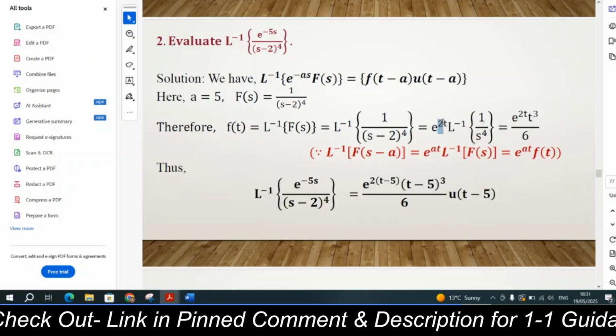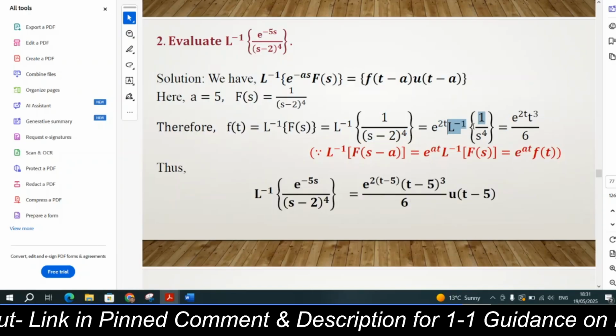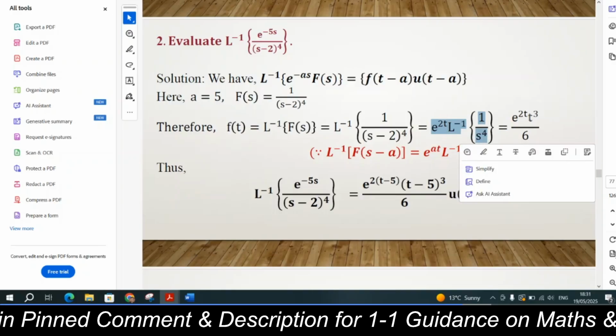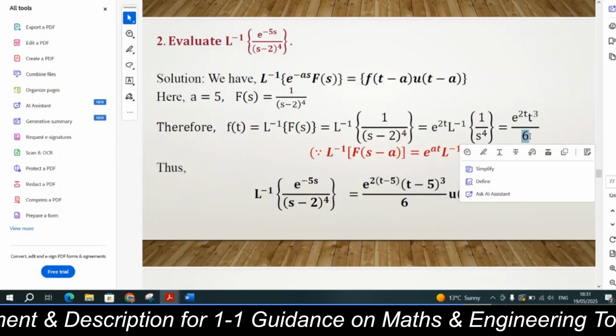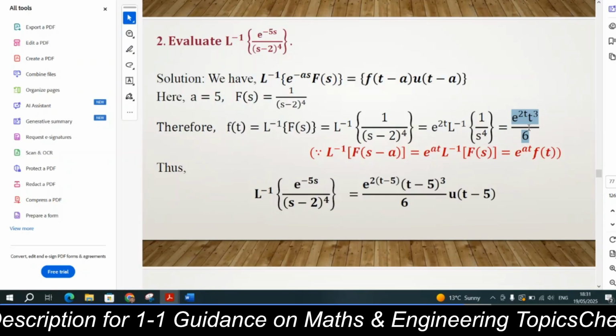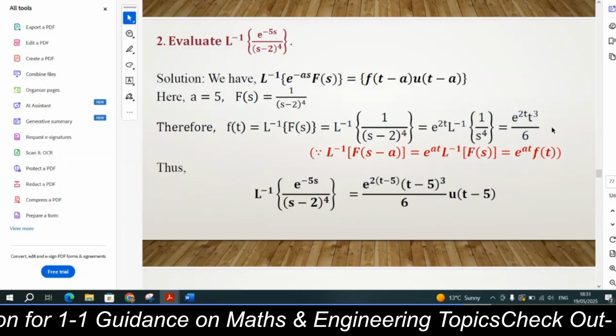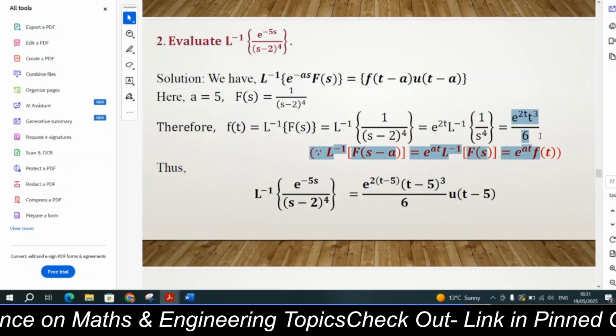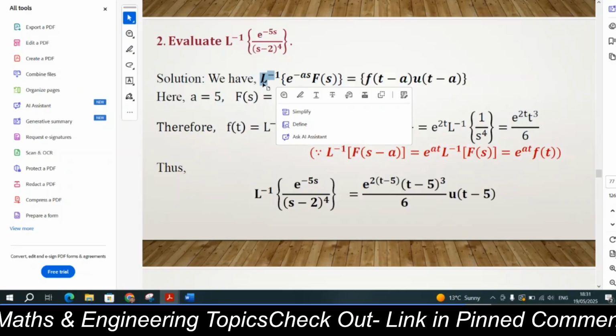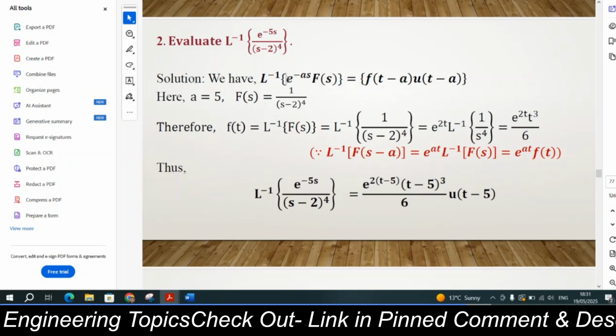1 upon (s minus 2) raised to 4. Now for this, you know it is the Laplace transform of this, but you cannot apply it directly. So now you apply the first shifting for inverse Laplace, and therefore this 2 will come out positive, e raised to 2t. Then you have the Laplace inverse of 1 upon s raised to 4, which becomes t cube upon 3 factorial, which is 6.